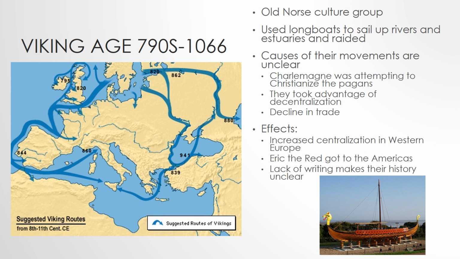Another important migrant group are the Vikings. You guys have obviously been exposed to them previously. They're an Old Norse culture group, and they have their own religion. Thor comes from the Vikings. Odin, a couple other guys that you may have heard of, and they developed this ship, the longboat, that's able to sail up rivers and estuaries.